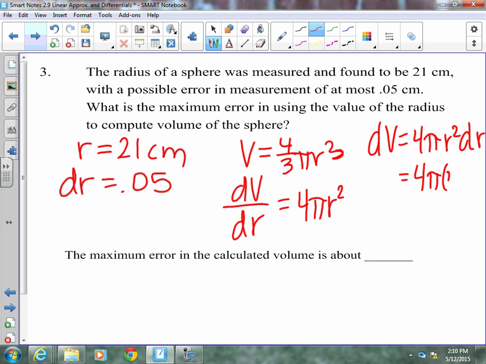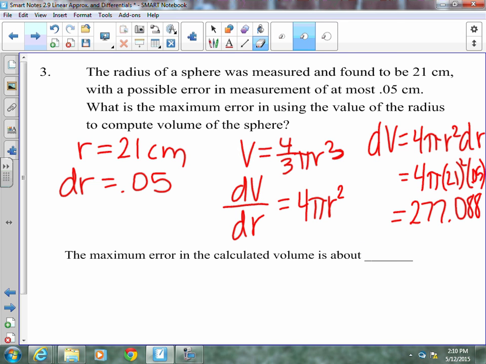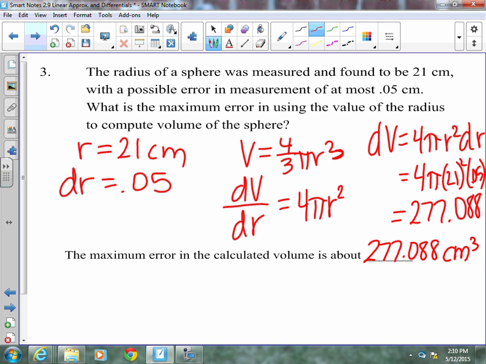Plug in our 21, plug in our 0.05, and this works out to be 277.088. So our maximum error, if we are exactly 0.05 away, which is the farthest away we're allowed to be, our volume will be 277.088 centimeters different than if we were right on at exactly the 21 centimeters.